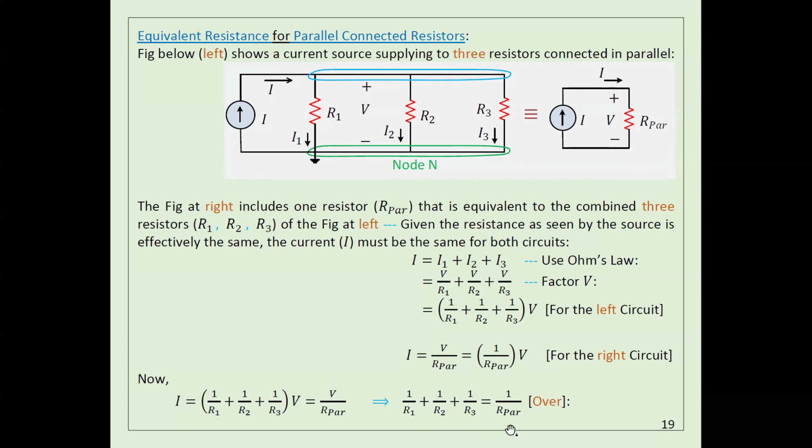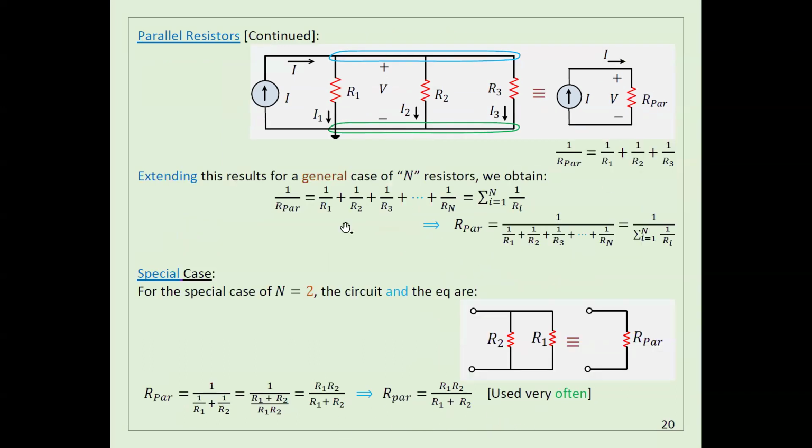So this is the general formula: 1 over R equivalent, or R parallel, is actually 1 over R1 plus 1 over R2 plus 1 over R3 and so on. And in case of only two resistors, it is the multiplication R1 times R2 divided by R1 plus R2.